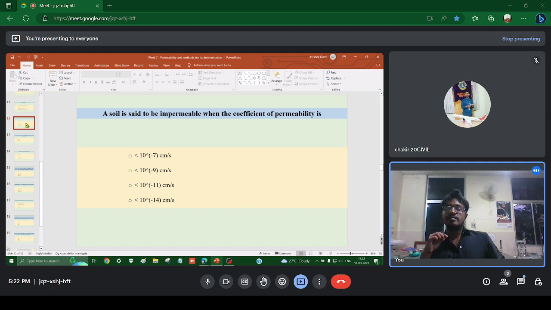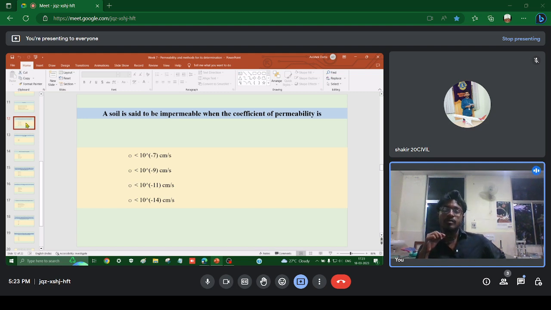A soil is said to be impermeable when the coefficient of permeability is. You have to tell me the minimum range. Okay, sorry, not the minimum range, the maximum range. I believe it is -7. So no, I was right. The minimum value of permeability which we can accept to say that a soil is permeable.